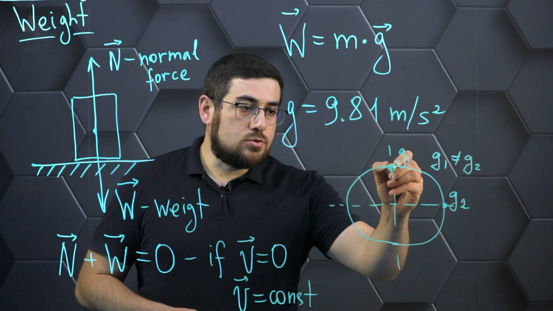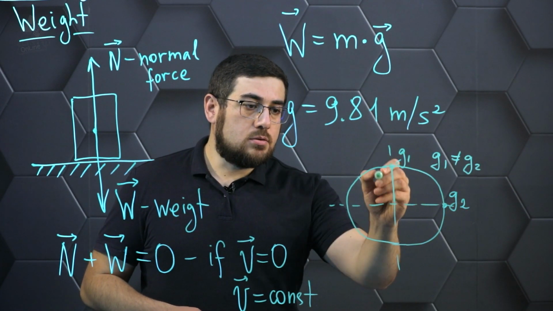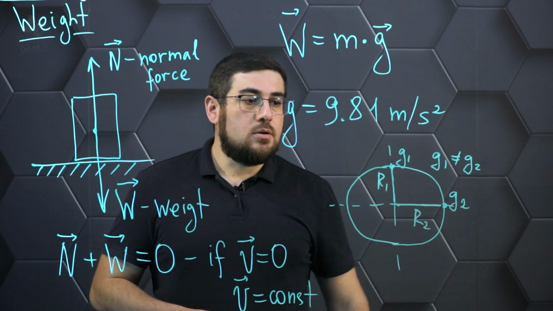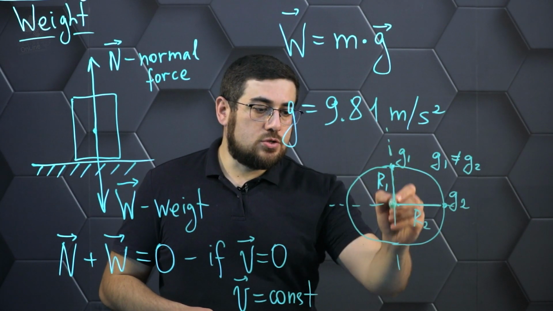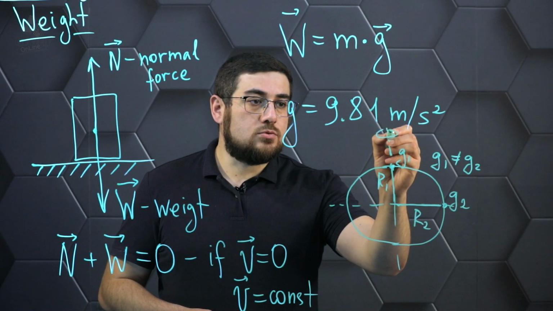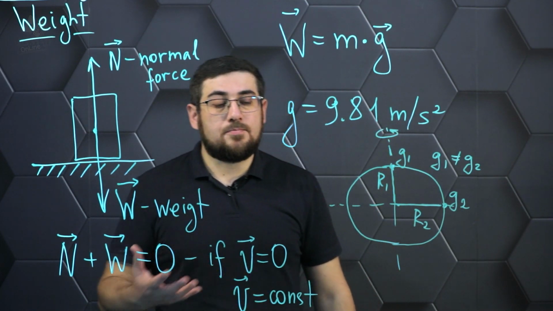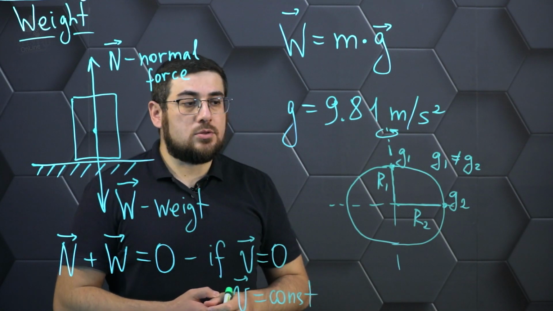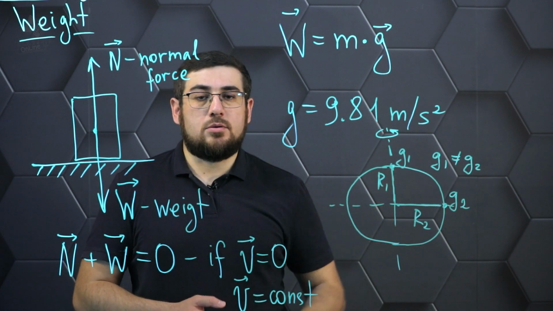To each other because the polar radius and the Earth's equatorial radius, they're different. Well, in this case, this vertical line is the conventional axis of rotation of the Earth. If the Earth had a perfect ball shape, then of course, in this case, the acceleration of free fall would be the same everywhere.